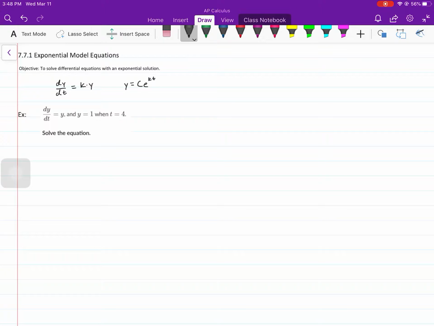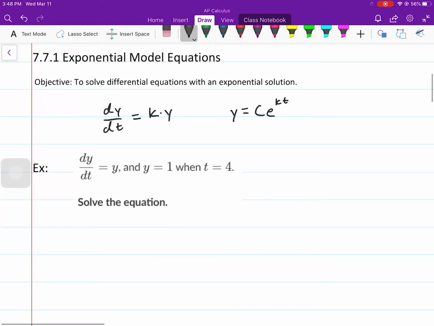All right, guys, so here we go. We're going to learn how to solve a differential equation that has an exponential solution. So when do we normally run into this? There's kind of a popular differential equation that might pop up in one of your questions later, and that's whenever you have dy/dt, our differential equation, equal to some constant times our output function y.